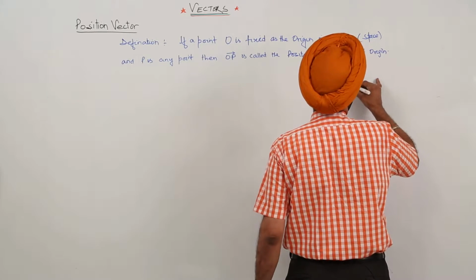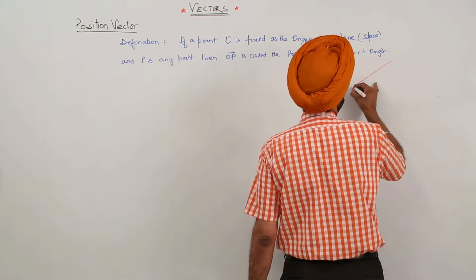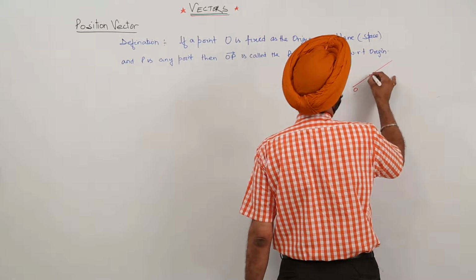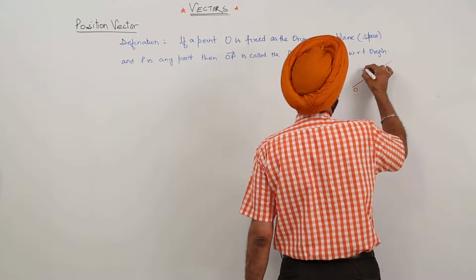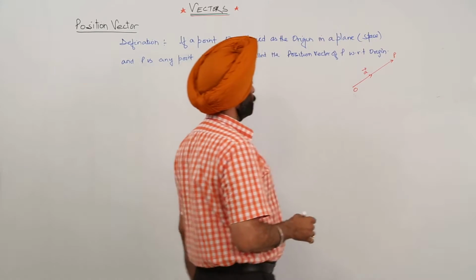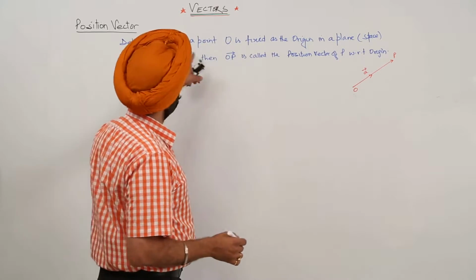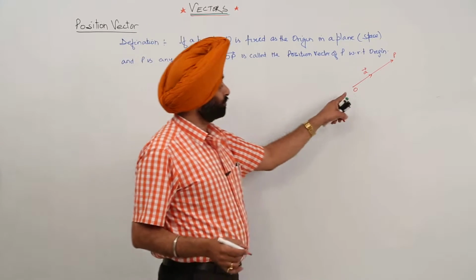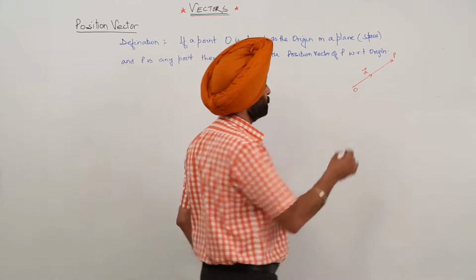Now suppose this point is O and this point is P. If a point O is fixed as the origin, so we are taking this point as O, which is a fixed point.